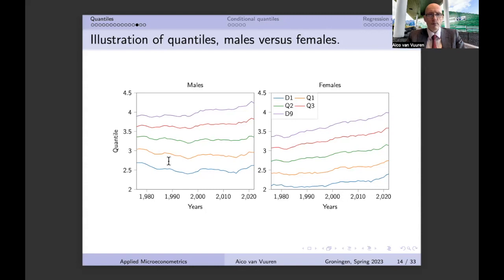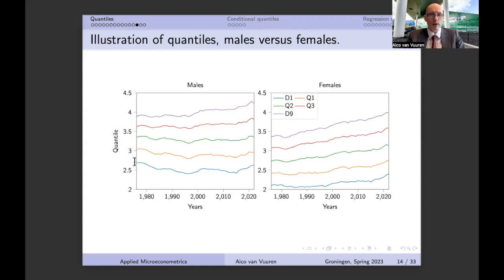Let's first of all focus on males, because males may actually be the most interesting to look at, and especially males at the bottom of the distribution. Let's look at the most extreme case of D1, the first decile. Then we do see that the wages of the first decile have been decreasing quite a lot. Take into account, by the way, that these are real wages, based on 2022 dollars. So this is of course in log terms.